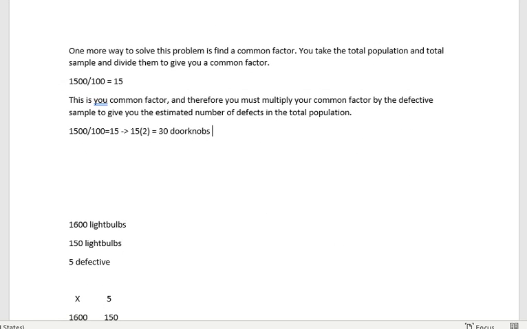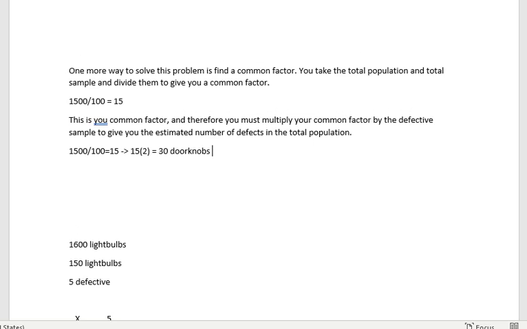All right, let's try a sample problem. If we know that at a light bulb factory, 1,600 light bulbs are made in an hour. From that hour's light bulbs, 150 light bulbs are tested, and 5 are found to be defective. How many of the total light bulbs will be defective? So what I want you guys to do is to pause the video right here, solve the problem, and once you're happy with an answer, come back and we'll see if you got it right.